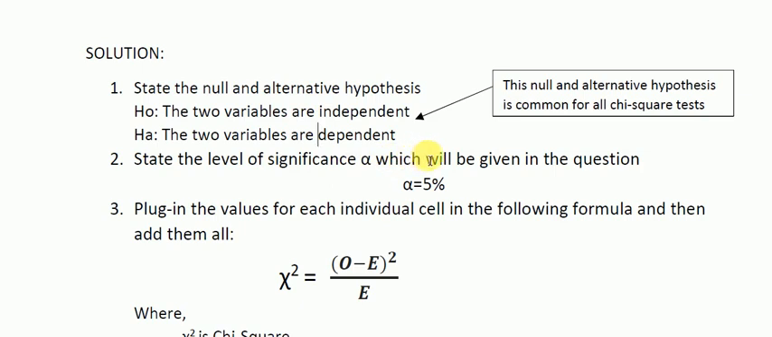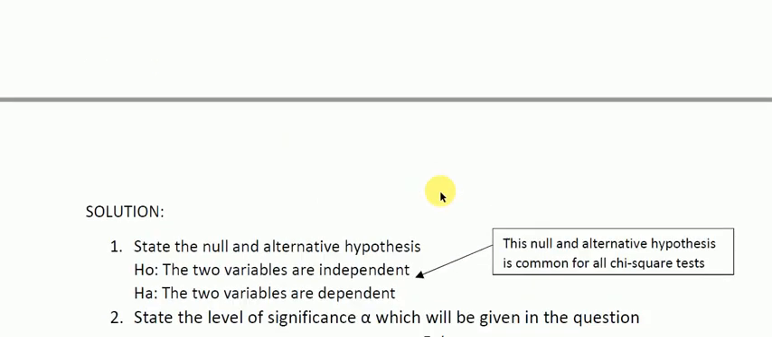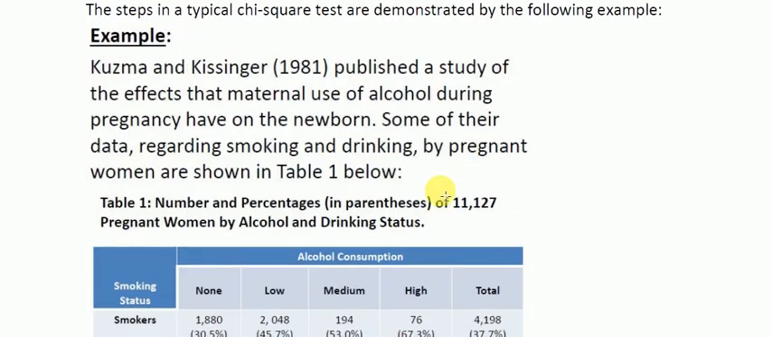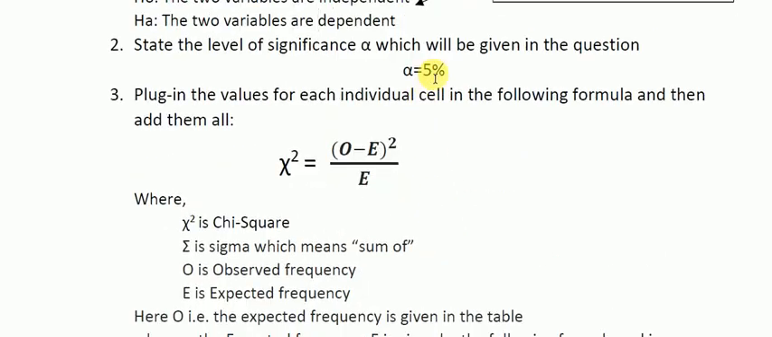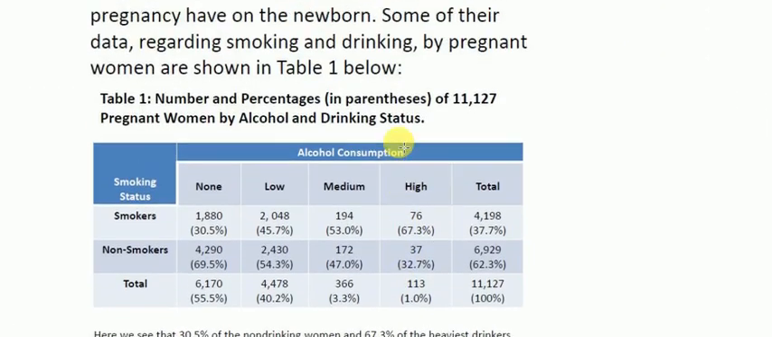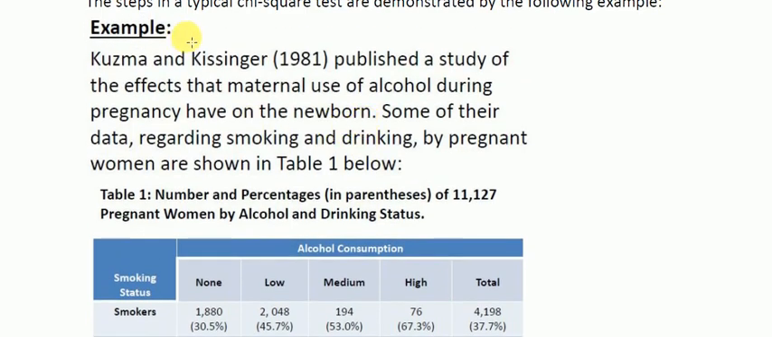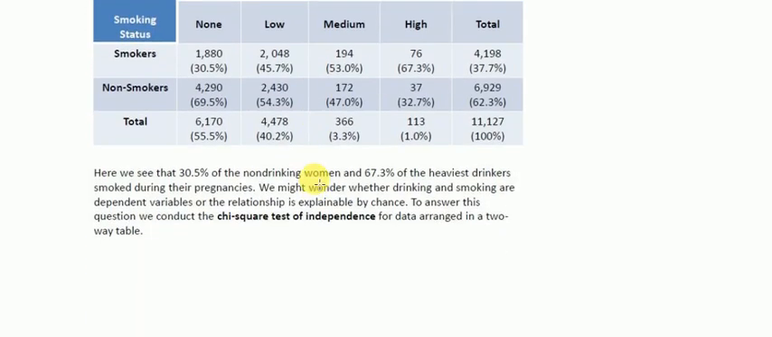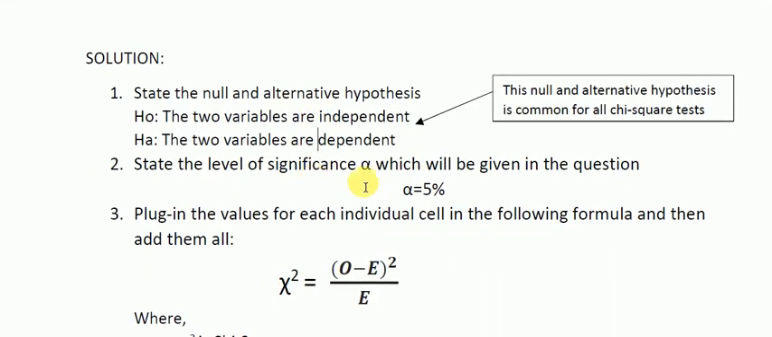State the level of significance, alpha, which will be given in the question. Alpha is equal to 5%. So basically we'll have to look in the question where we'll have the value of alpha. Over here they haven't given us the value of alpha, but we have assumed that alpha is 5%, but normally in the questions they'll give us the value of alpha.